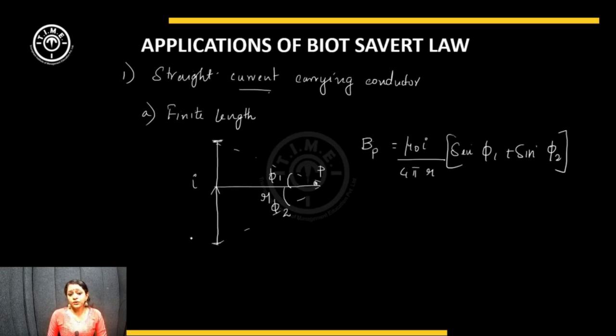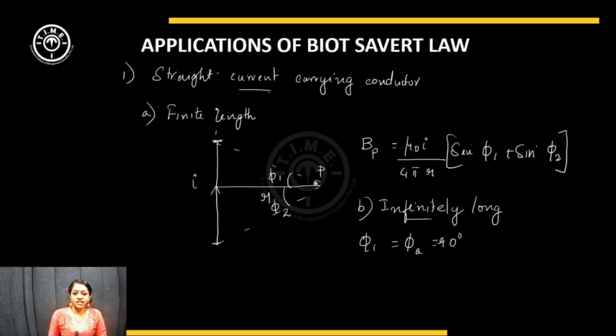Now, suppose you are considering a conductor having infinite length. So, let's see case B, where the current carrying conductor is an infinitely long current carrying conductor. Then what will be the values of phi 1 and phi 2? Yes, both will be equal to 90 degrees. If the conductor goes infinitely long like this, then definitely phi 1 and phi 2 will have their maximum values, which is equal to 90 degrees.